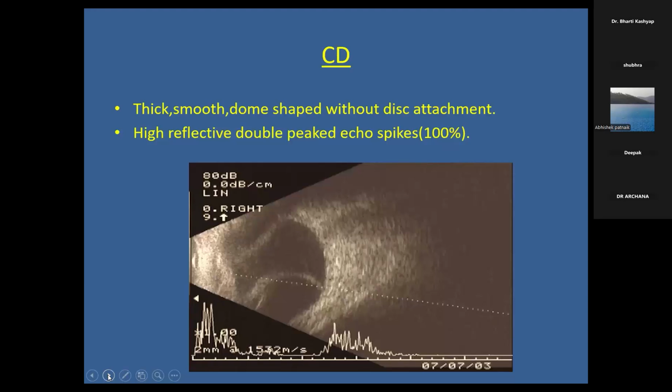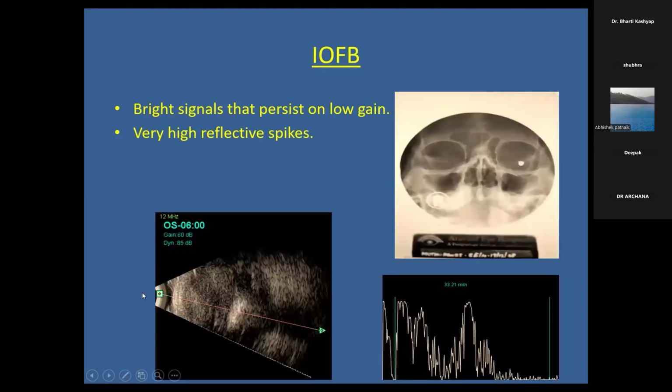This is another picture of a scan that depicts a choroidal detachment. You can see a thick, smooth, and dome-shaped appearance of the choroid. We don't have a disc attachment here. They have high reflective double-peaked echo spikes in the A scan. Whenever we are dealing with an intraocular foreign body, we have a very bright signal that persists on low gains also, and they give very high reflective A scan spikes.